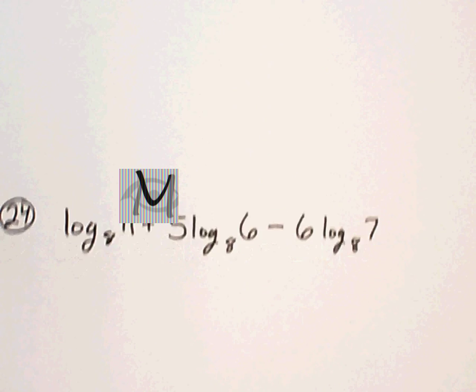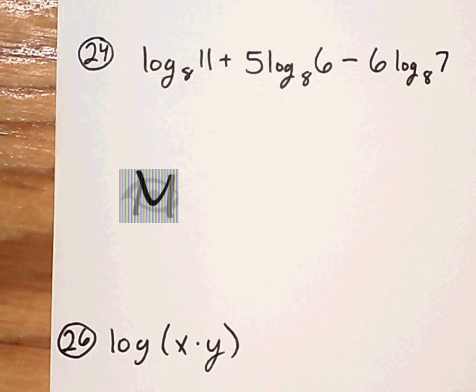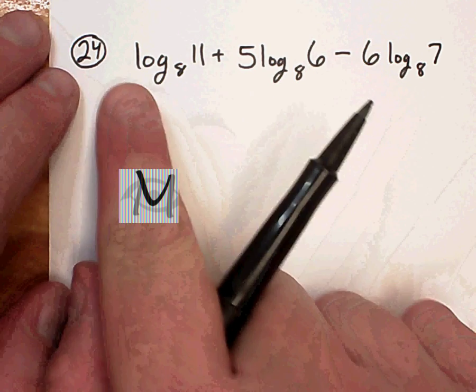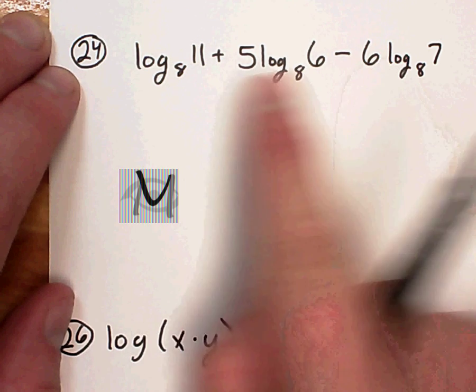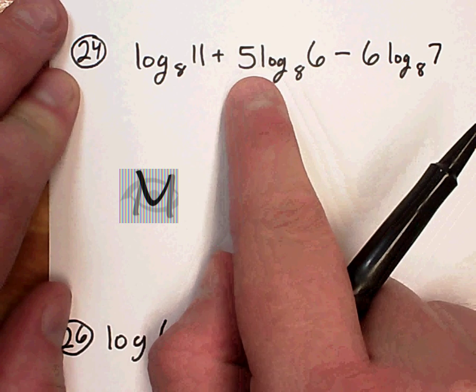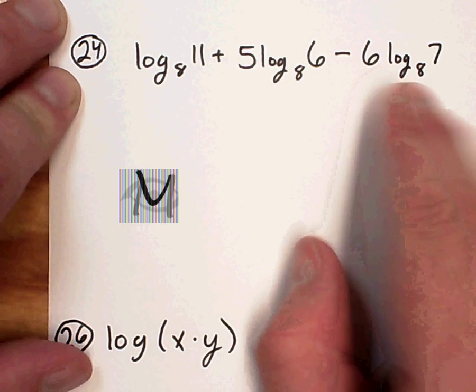Let's go down to number 24. For questions like number 24, they're going to ask you to condense. What we have here is a logarithmic equation where everything is written out, so we need to condense it to something simpler. One of the first things I want to look at is exponents. If it has an exponent, it's going to be written in front of the log. Right here there's nothing, so there's just a 1. This will be an exponent of 5, and this is an exponent of 6.